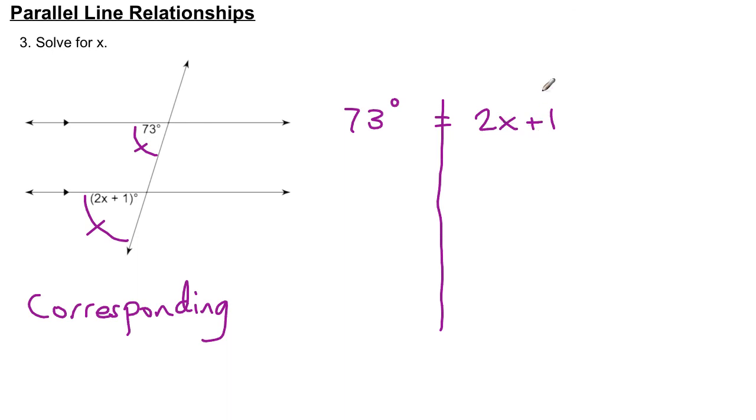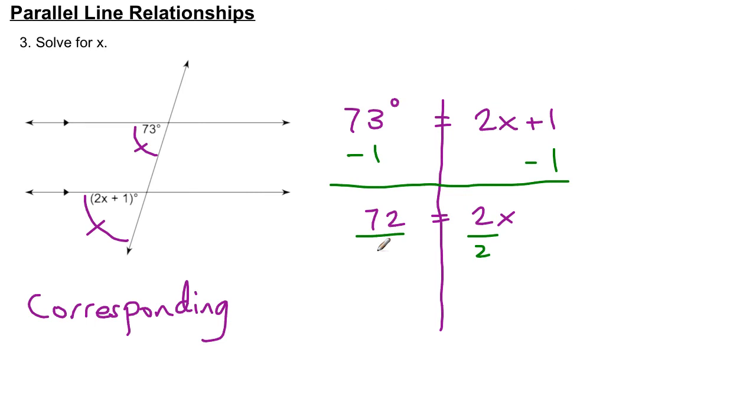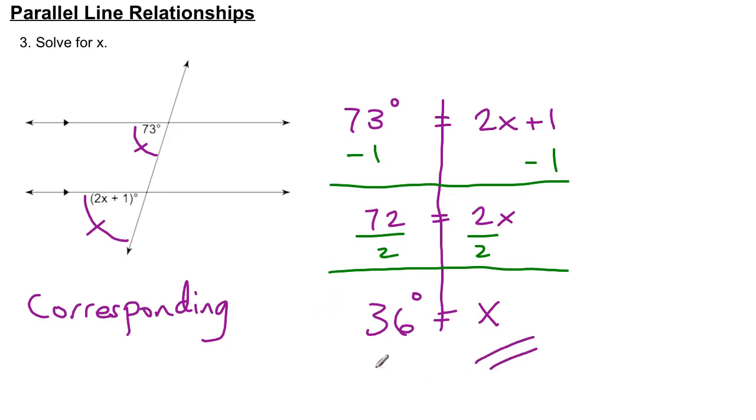Okay, and so in this situation, we're just going to solve for x. Right, so start by subtracting 1 from both sides. So go minus 1, minus 1. Okay, so we got 72 is equal to 2x. Okay, and then divide by 2 on both sides. And you get that x is equal to 72 divided by 2, which is 36. So 36 degrees. Okay, so that's that problem right there.